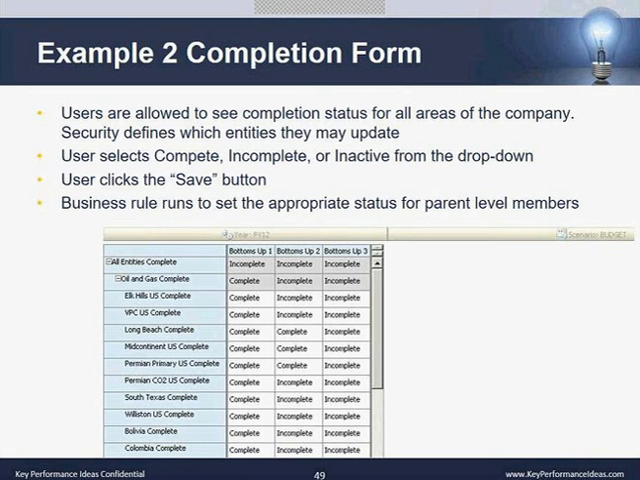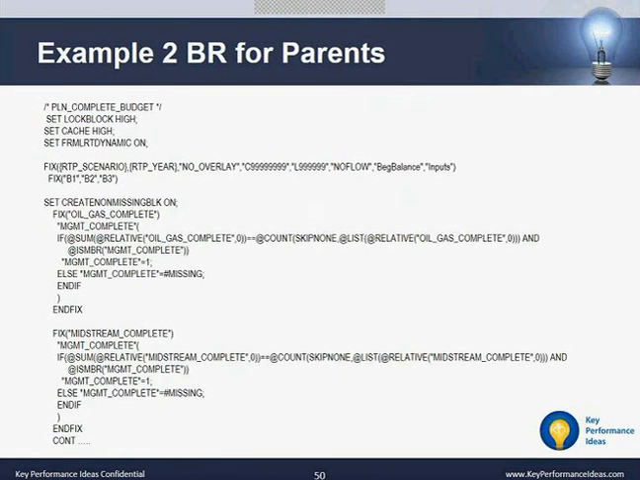So the user in this example would select whether it's complete, incomplete, or inactive from the drop-down and then save the form. And the business rule at that point would run to set the appropriate status for various parent level members, also to show whether they at that upper level were complete or incomplete. Here's a business rule that would run when that would happen. So you can see here it's doing a count on how many divisions there are underneath that parent, and if they're all complete, it's setting that parent level equal to 1, which in this case, 1 in the smart list represents complete.